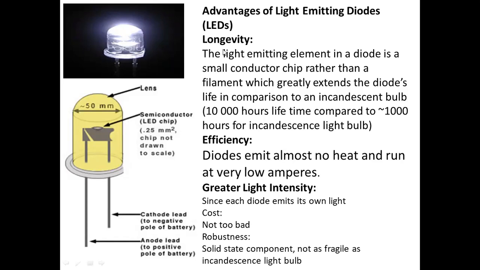Advantages of light emitting diodes. Longevity: the light emitting element in a diode is a small conductor chip rather than a filament, which greatly extends the diode's life in comparison to the incandescent bulb.